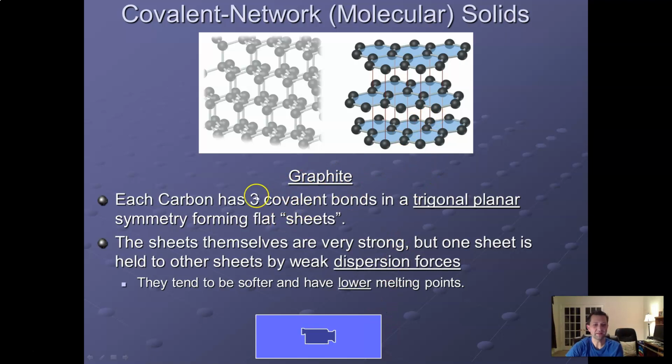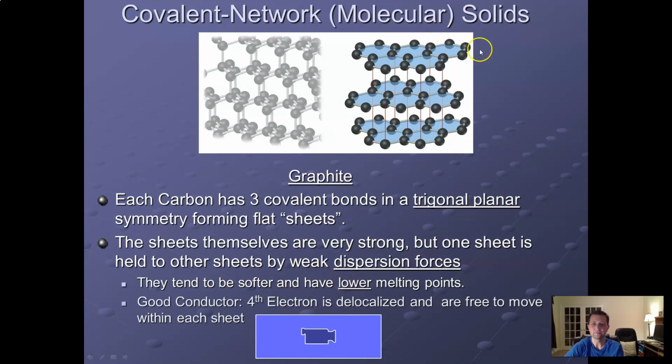So graphite, like I said, has 3 covalent bonds in trigonal planar geometry, which forms flat sheets, and the sheets themselves are very strong. Okay, the sheets are highlighted here, but one sheet is attracted to another relatively loosely by dispersion forces. So this tends to be a softer material and have a lower melting point.